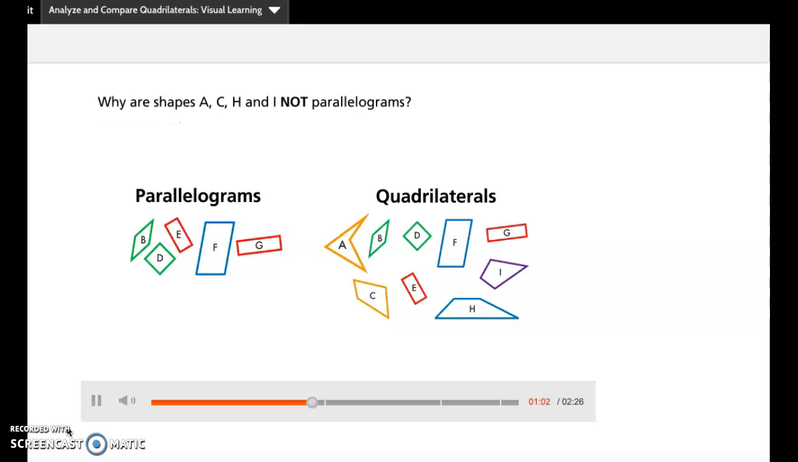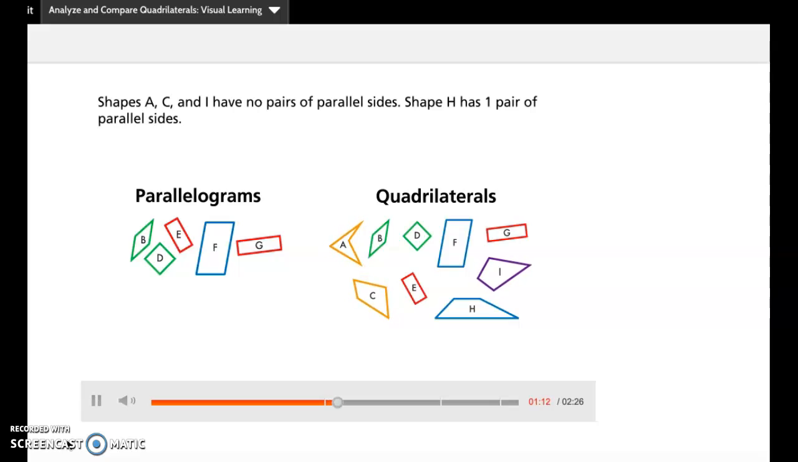Why are shapes A, C, H, and I not parallelograms? Shapes A, C, and I have no pairs of parallel sides. Shape H has one pair of parallel sides.